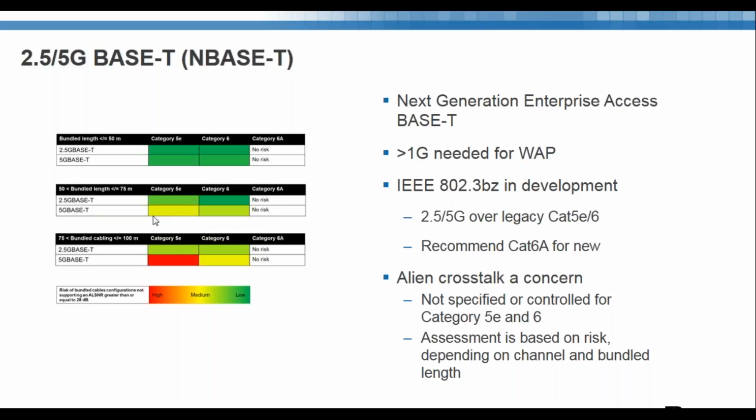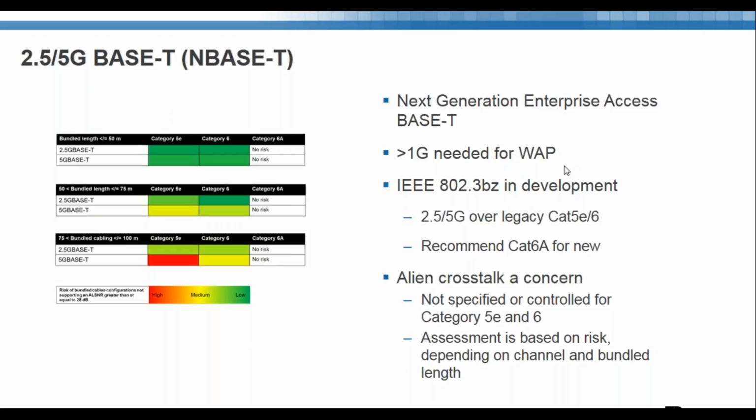When we move to 75 to 100 meter bundle length, this is where we really run into some issues. So 2.5 gig is no problem again over Cat5e, Cat6, you're still safe. 5 gig, Cat5e, absolutely not going to work for you, right? You're really running some risk there if you're trying to push 5 gig over Cat5e. Even Category 6 is a risk. So if you've got a long bundled length between 75 and 100 meters, your safest bet is to go with Category 6A.